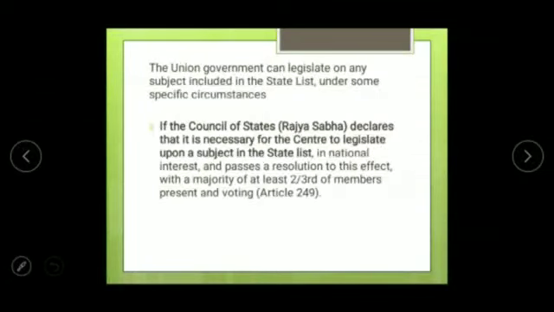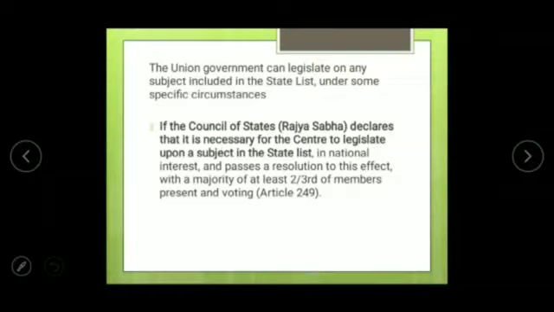Then the union government can legislate on any subject included in the state list under some specific circumstances. That is another thing. What are these? Supposedly, Article 249 says that if the Council of State, that is Rajya Sabha, declares that it is necessary for the centre to legislate upon a subject in the state list, in the national interest, it can. National interest is important over here.